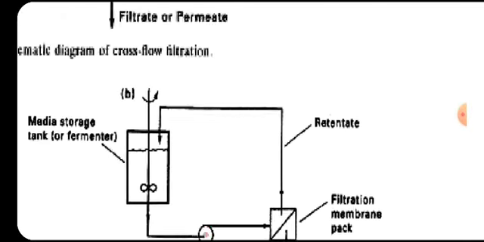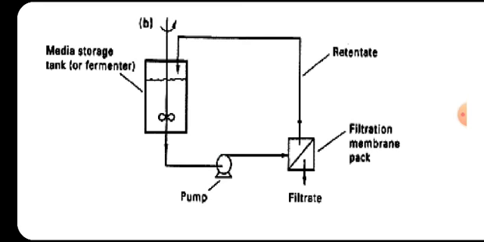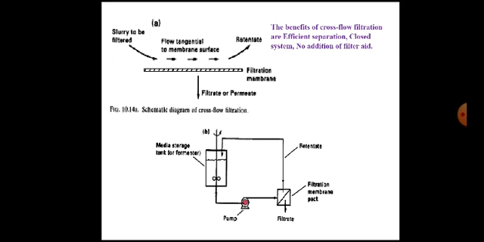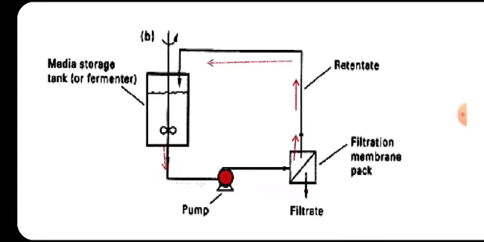So this is how the pump starts. When the pump starts, it will take the liquid from the storage tank to the membrane filtration pack, which contains the membrane filter. Then the remaining liquid will go in an upward direction, which is called the retentate, containing the solids, and it will go back to the storage tank, and the filtrate is collected from the bottom. So this is how the system works.